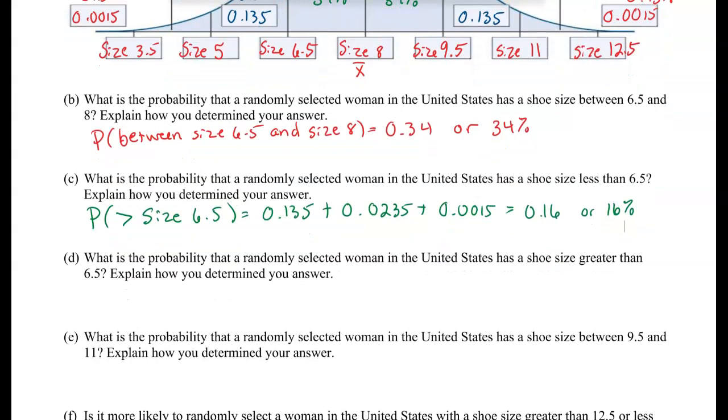Now, what's the next one? What's the probability that a randomly selected woman in the United States has a shoe size greater than 6.5? So I want the probability of being greater than size 6.5. Okay, guys, if we're doing this, there's two different approaches that you do with this, and it's great. If you've had the previous problem was part of it, you have a quick, easy way. But if you didn't have the previous problem, how would you figure out the probability for this?